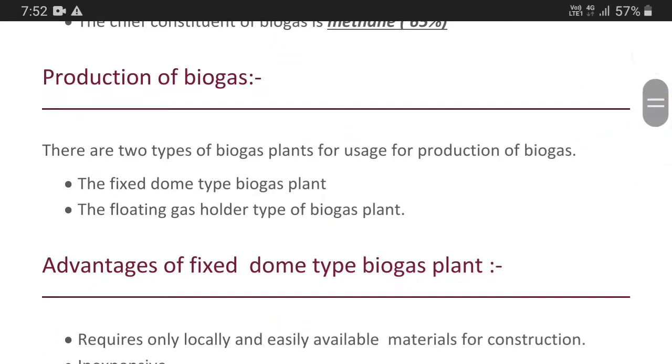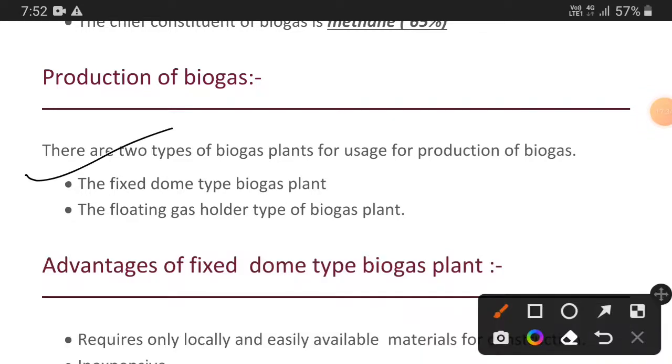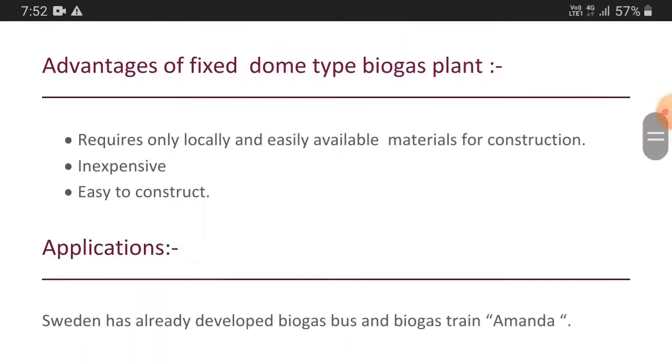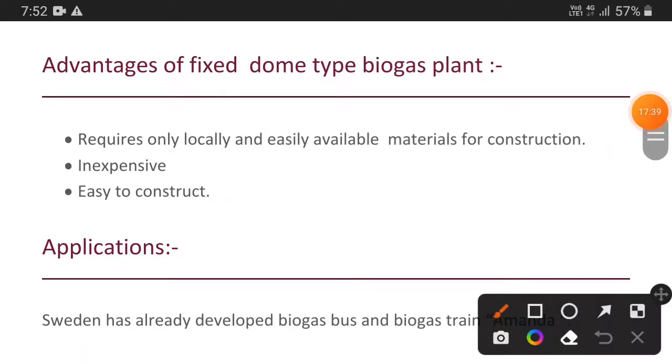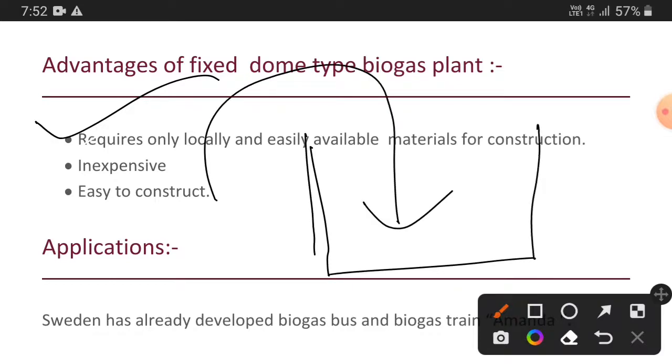Production of biogas can be of two types: the fixed dome type of biogas plant and the floating gas type of biogas plant. Okay, what are the advantages of the floating type and fixed dome type of biogas plant? First of all, they require only locally, easily available material for construction, right? You need just concrete to create your place to keep the organic material, and organic material is just waste product, right? So it is also inexpensive and easy to construct.